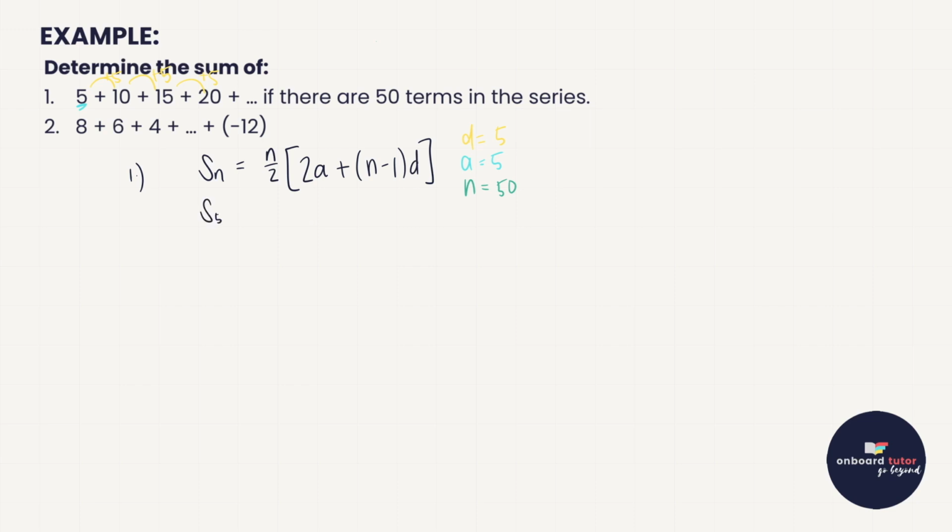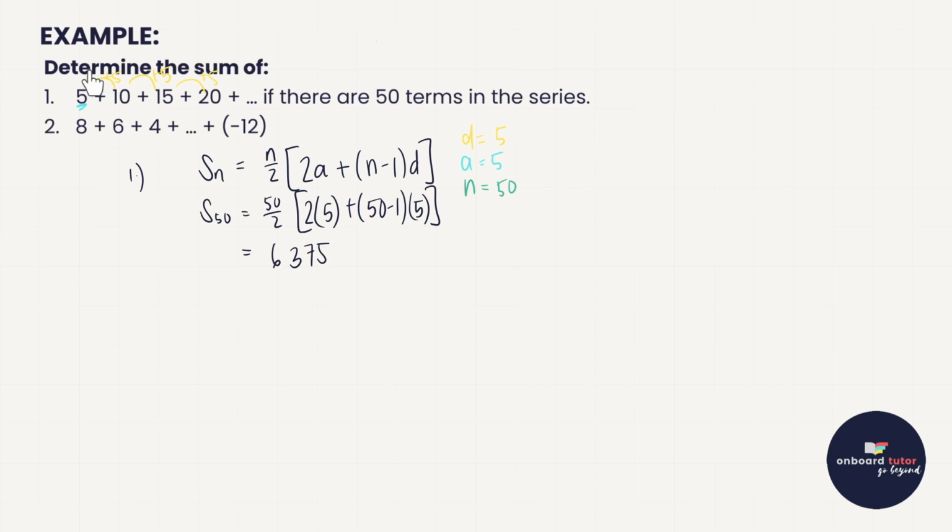The sum of 50 terms is equal to 50 over 2, multiplied by 2 times our first term a, plus 50 minus 1 multiplied by that constant difference of 5. And you can type all of that into your calculator to get to an answer of 6,375. So what is the sum of the first 50 terms of this series here? 6,375. Okay, let's have a look at the second question.